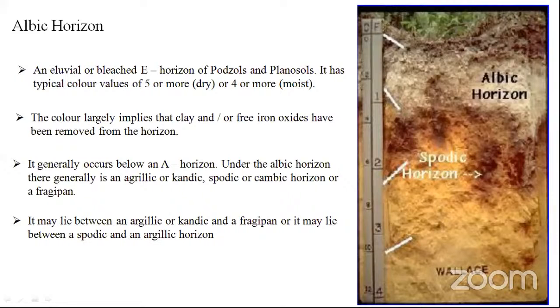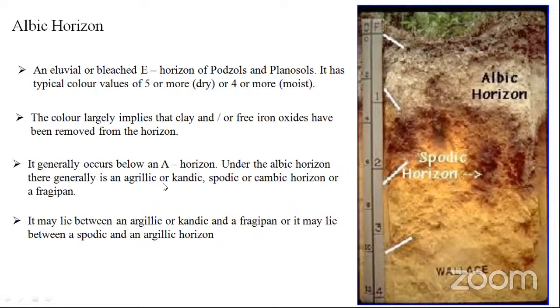So what we can see in the albic horizon is this: due to the removal of all the iron oxides, all the clay, the color implies that clay and other free oxides are completely removed. That's why the albic horizon looks like this, because in podzols, everything was gone. So generally it occurs below the A horizon.